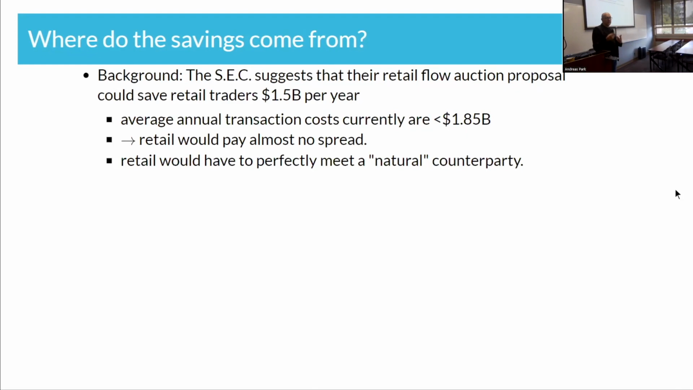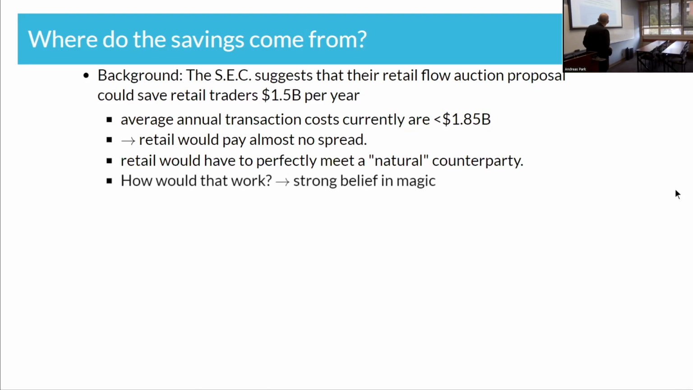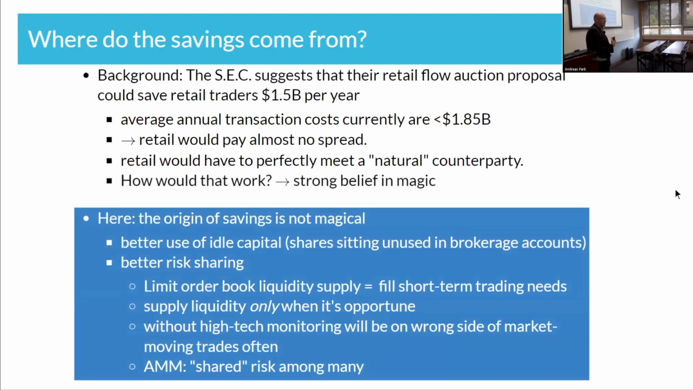So it's almost like retail investors would not have to pay transaction costs. I can't fathom that that could possibly work. I don't understand how they came up with this. This is really magic, right? Whereas here, the origin of the savings is not magical. It's very simply two things. Number one, it's better risk sharing, even though I don't have a risk model there, but there is risk sharing going on. And secondly, you actually use idle capital. You use the shares that are otherwise sitting idly at brokerages, you put them into an AMM and put them to work. So that actually is a huge difference.